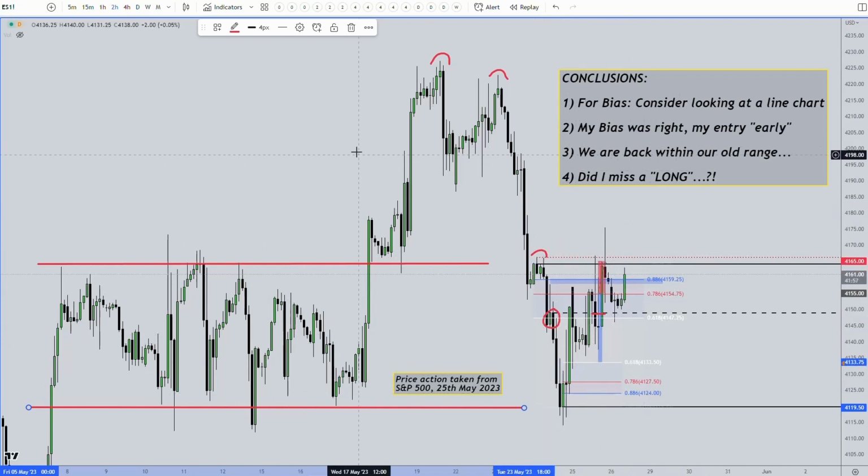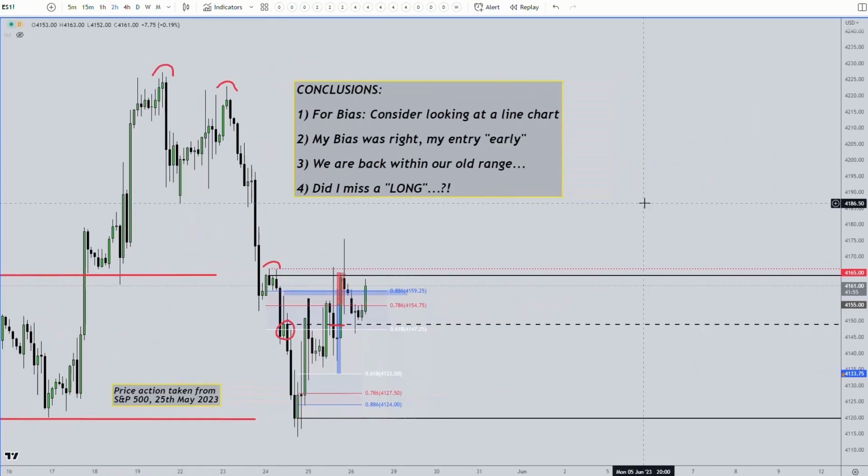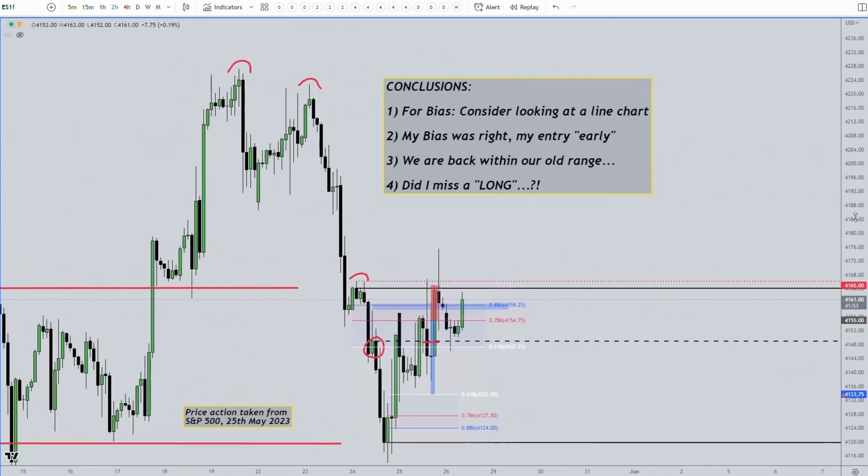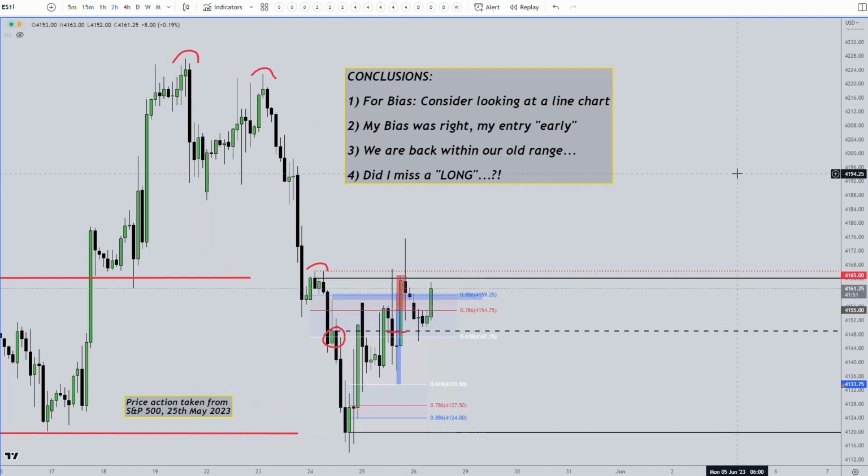So final question, because with this strategy we always want to consider both sides of the market and see what is most likely for us. Did I miss a potential long trade? Well, my target box apparently was never hit.